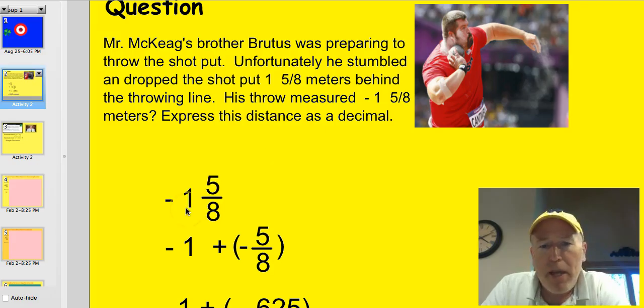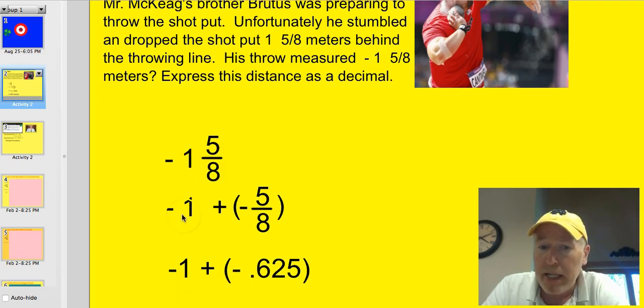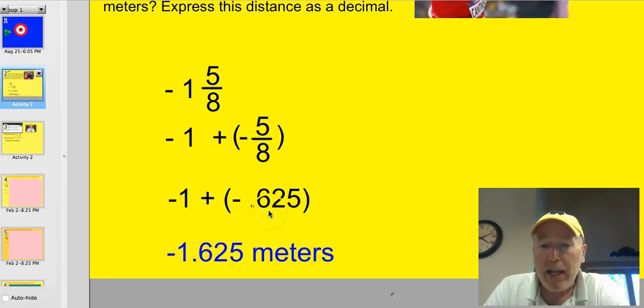All right, so we have a negative 1 5/8. Sometimes the confusion lies in that this is not a negative 1 and a positive 5/8. It's a negative 1 and a negative 5/8. So I like to write it like this, a negative 1 plus a negative 5/8. When I do that, I can very easily convert this fraction into a decimal. Pop it into your calculator. You're going to get negative 0.625.